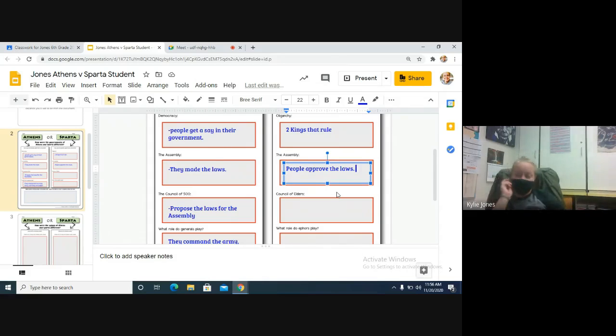Okay. In the assembly in Sparta, these are the people that approve the laws.